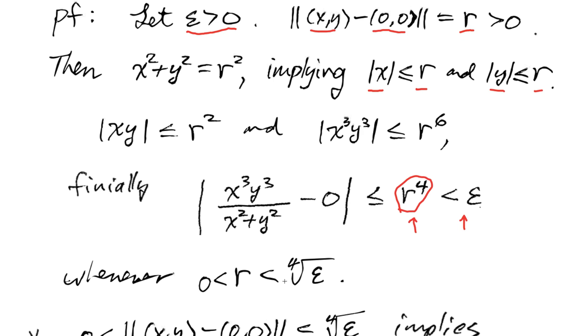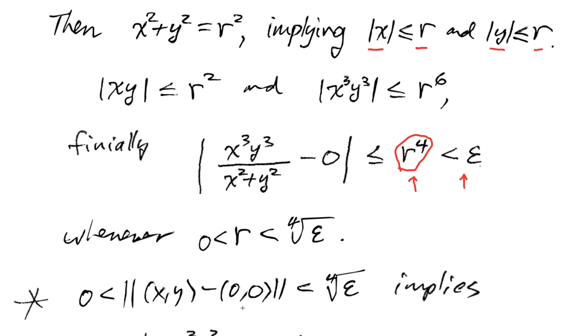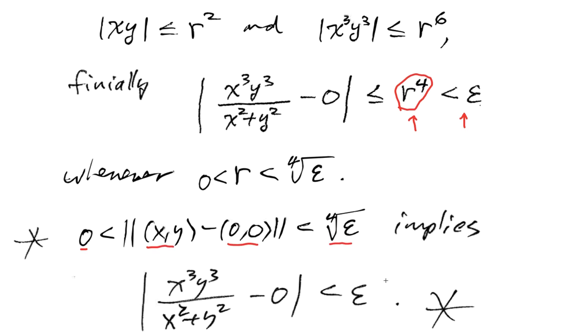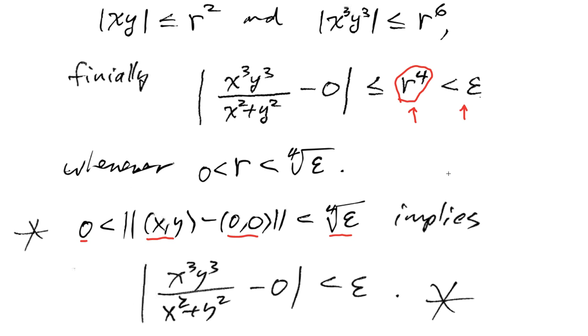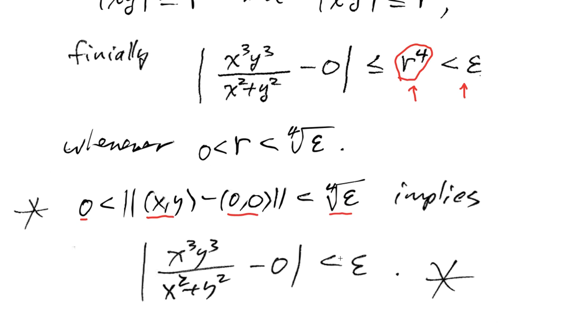If I make r greater than 0 but less than the 4th root of epsilon, then what I can actually do is say, when the distance between (x, y) and the origin is between 0 and the fourth root of epsilon, I can go backwards and reason then that the absolute difference between the function and 0 is less than epsilon, which is exactly what I wanted here.